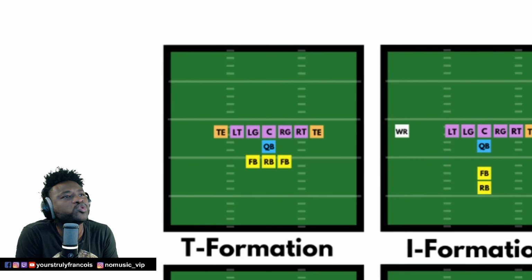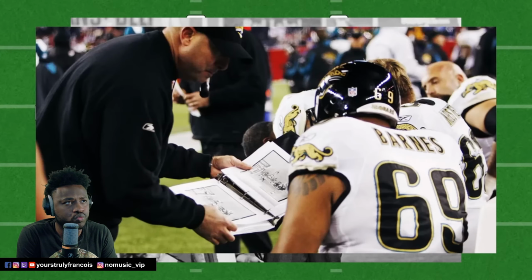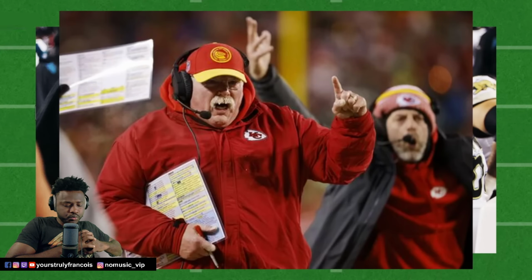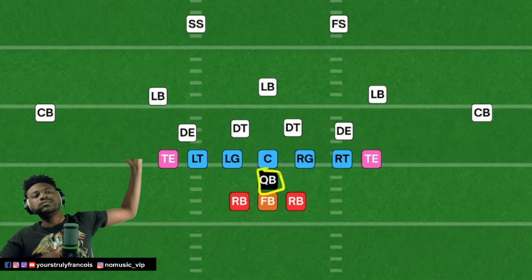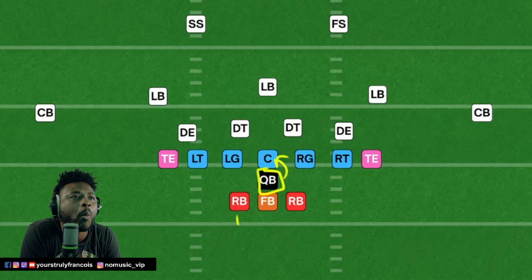T formation. The T formation is the grandfather of almost every offensive formation you see today. Picture this. The quarterback lines up directly behind the center with three running backs spread out behind him in the shape of a T. The fullback is directly behind the quarterback with two halfbacks on either side.